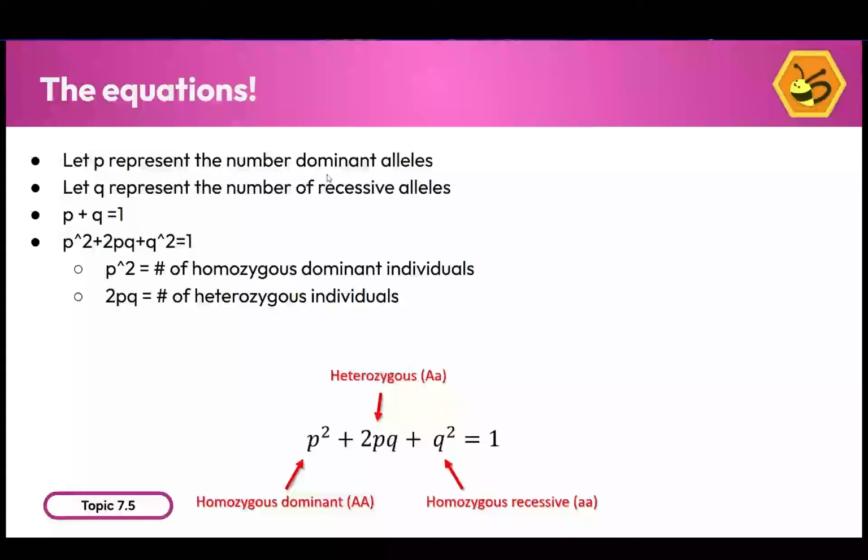And P plus Q is equal to 1. P squared plus 2PQ plus Q squared is equal to 1 as well. Keep in mind, this is probably the biggest misconception with this. P squared is the number of homozygous dominant individuals, and Q squared is the number of homozygous recessive individuals. And 2PQ is the number of heterozygous individuals. I feel like a lot of people are going to have questions on this, so if you have any questions, just let me know, because this is pretty confusing.